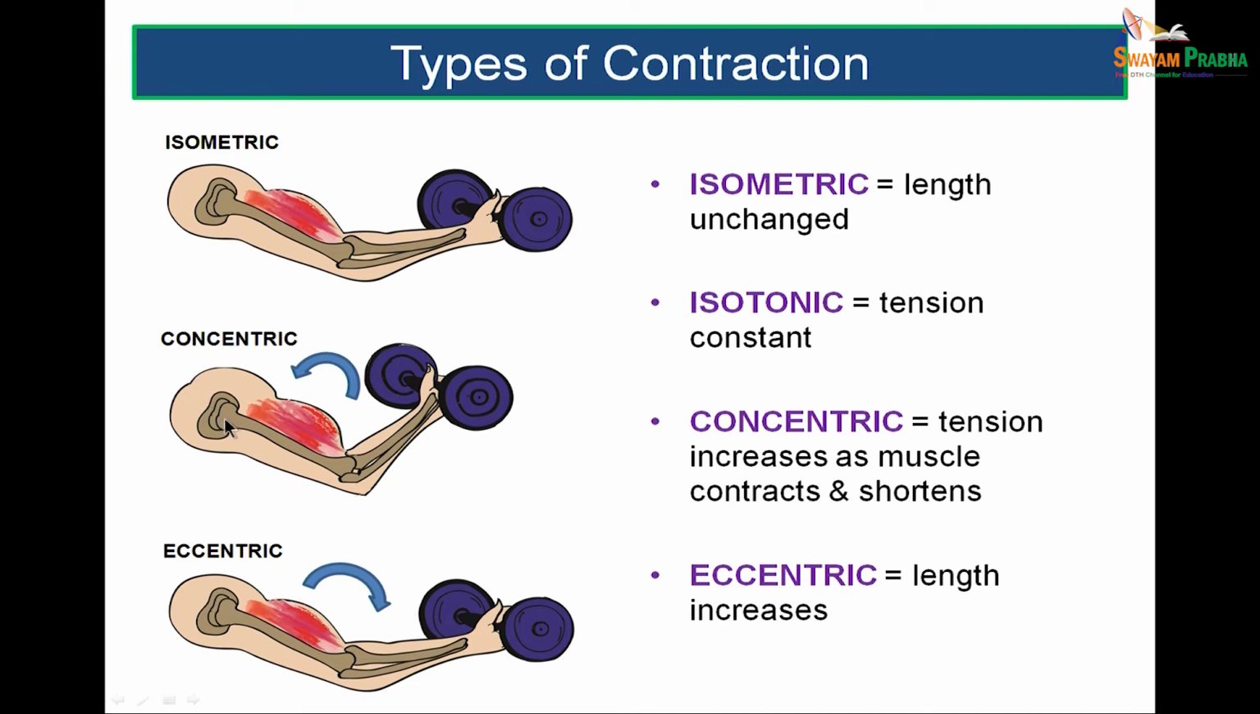Concentric would be like going to a gym and picking up your dumbbell and flexing your elbow joint. Eccentric would be the opposite movement of trying to put your dumbbell back on the bench and lengthening your biceps muscles.